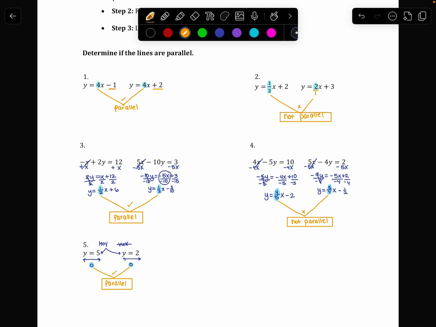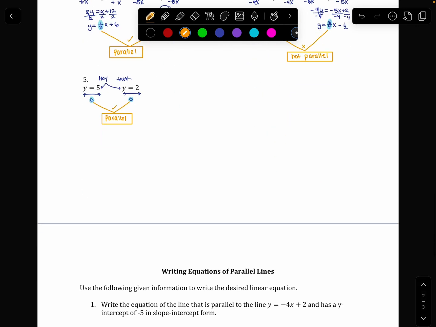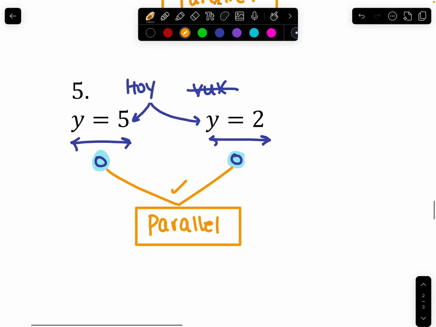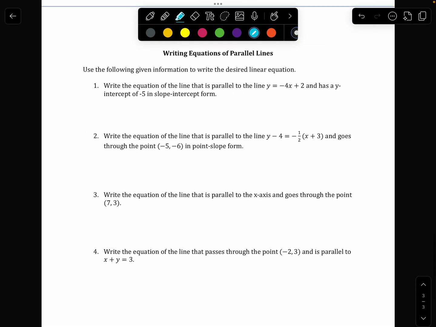Remember that you do not know if lines are parallel unless you have equations in either slope-intercept or point-slope form. Okay, and then notice that I'm going through and I'm highlighting my slopes to check to see if they are the same. Even on this weird one down here, that's like a Hoy and a Vux. They were both Hoys. They're both horizontal. All horizontal lines have a slope of 0. Remember, that's the whole O or 0 point of Hoy, so those lines are going to be parallel to each other. All right, last section.